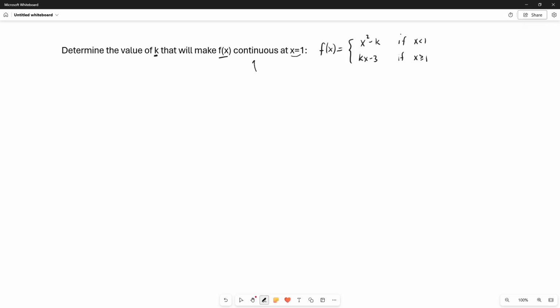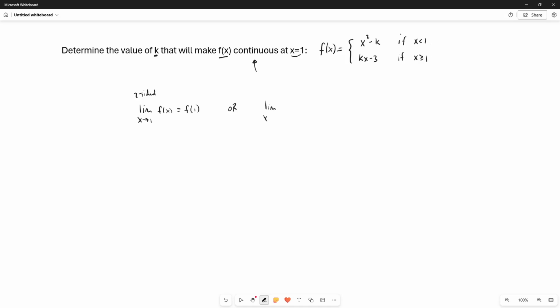Okay, now continuity. We say that f of x is continuous at x equals 1 if the limit as x approaches 1 of f of x equals f of 1. So we need for this to happen. And this limit is a two-sided limit. And if we have a two-sided limit that exists, then that means that the one-sided limits are equal. So it's probably best to look at this as two separate limits.